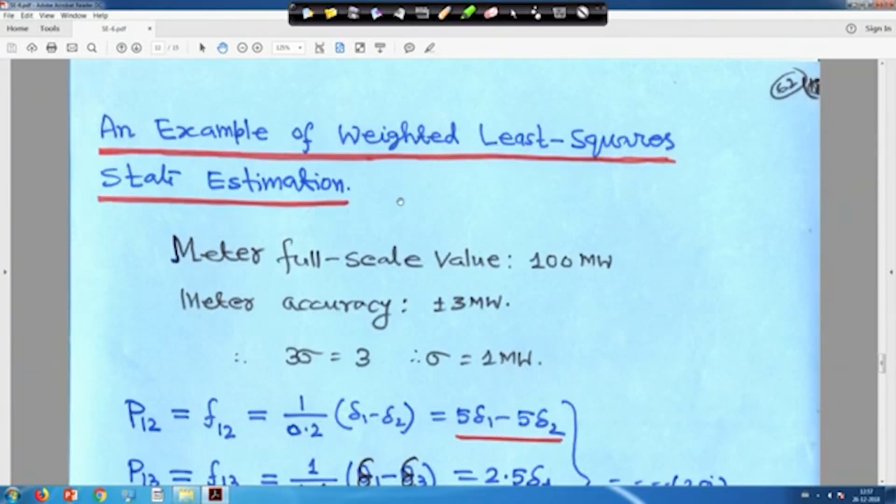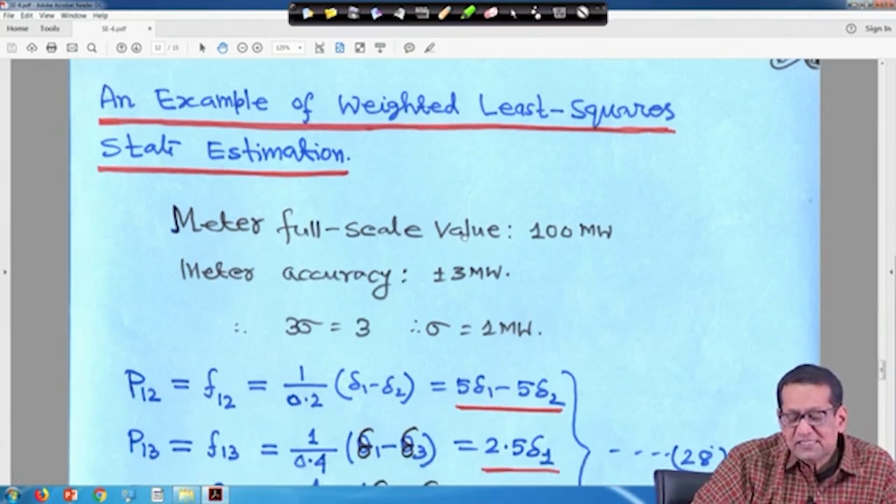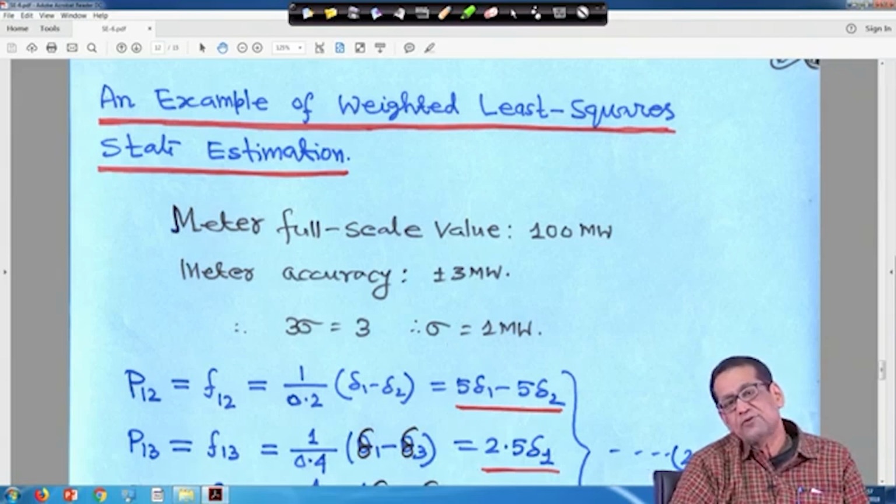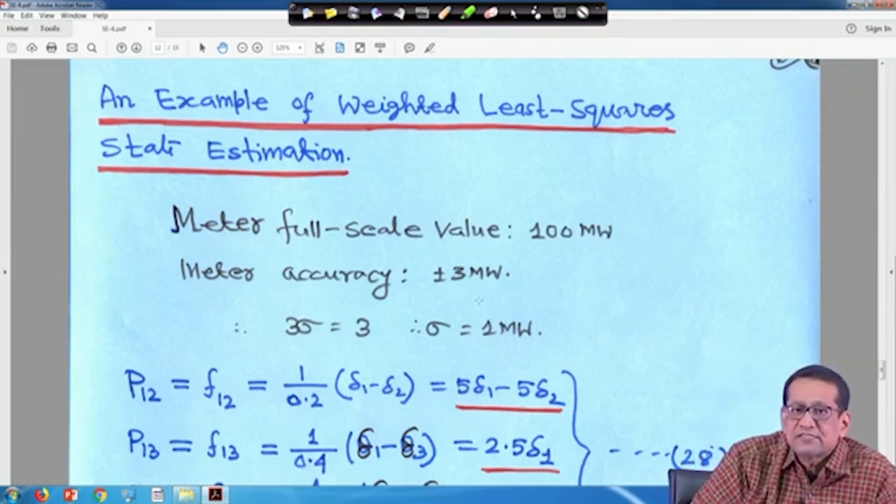Now, consider an example of weighted least square state estimation. Suppose the meter full scale value is 100 megawatt. The meter accuracy is plus minus 3 megawatt, that is 3 sigma is equal to plus minus 3. So, 3 sigma is equal to 3, so sigma is equal to 1 megawatt, and you take 100 megawatt full scale value. So in per unit it will be 1 upon 100, that is 0.01. Sigma will be 0.01.